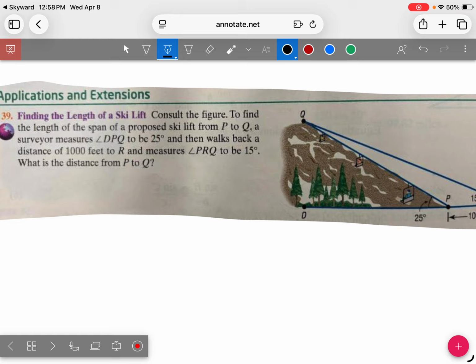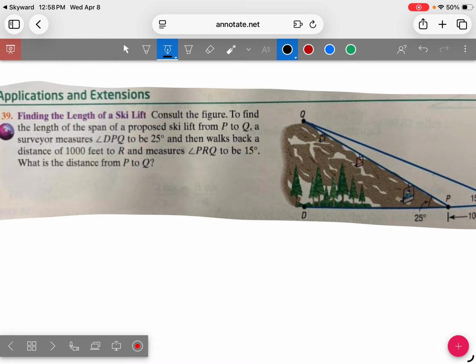Now, in order to solve a lot of the word problems, you have to be able to identify critical vocabulary. And you also need to know a couple of things. You need to know when will it equal 180? When do we have a linear pair? When do we have a triangle? The triangle sum is 180.